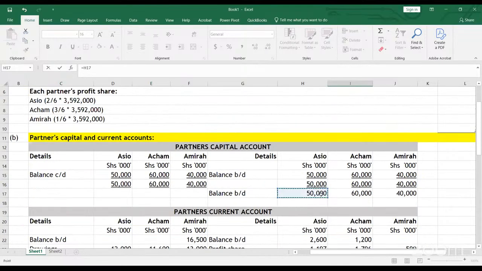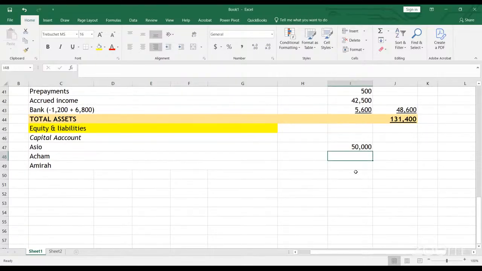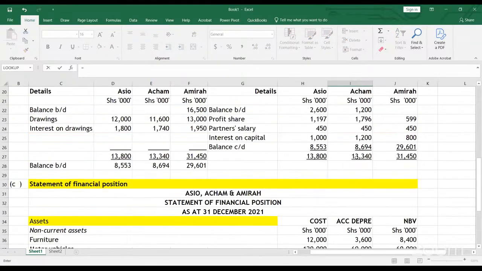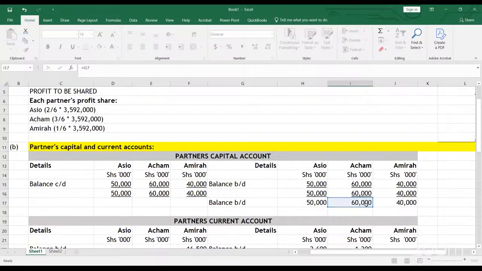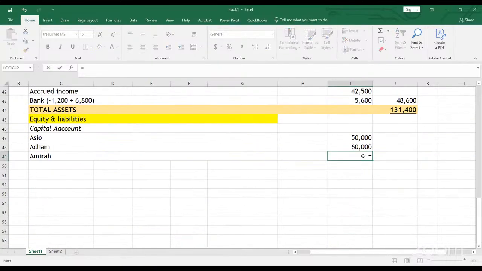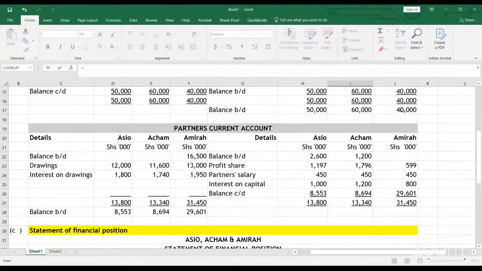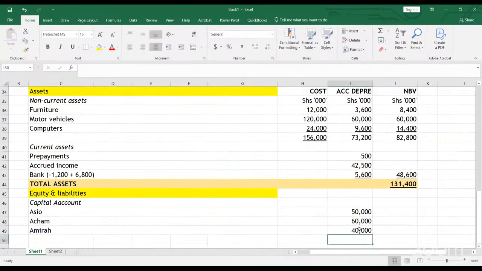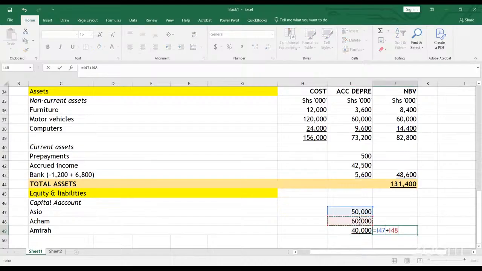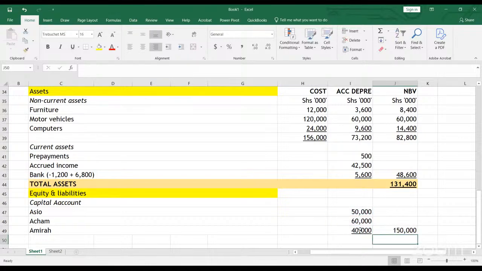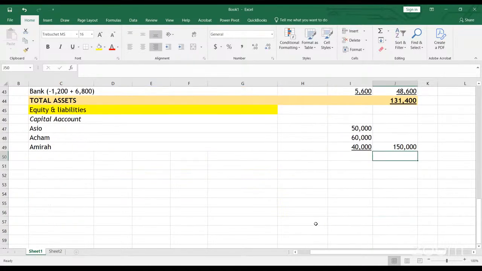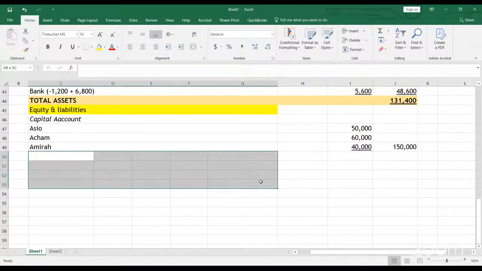Our CO is 50. A CHAM is how much? 60. And then a mirror is 40. Making it a total of how much? Making it a total of this plus this, making it 150,000. That's our total capital account balance, the total account balances for the partners.